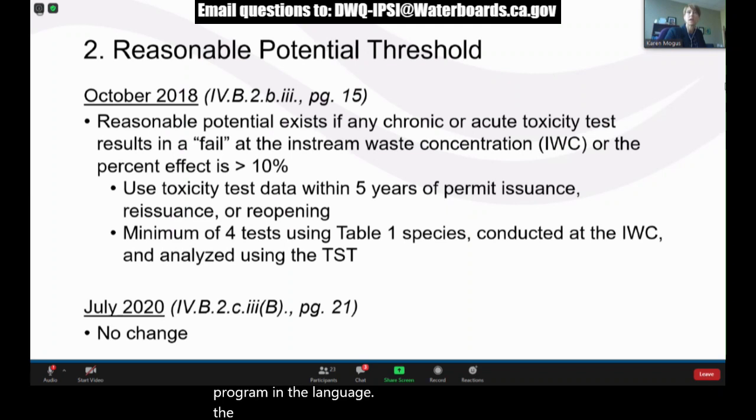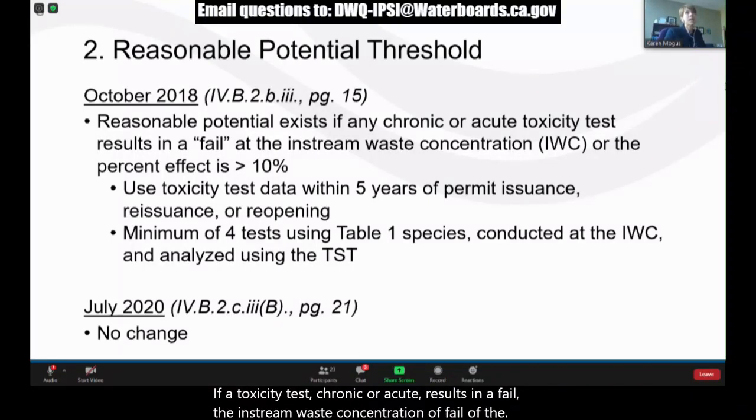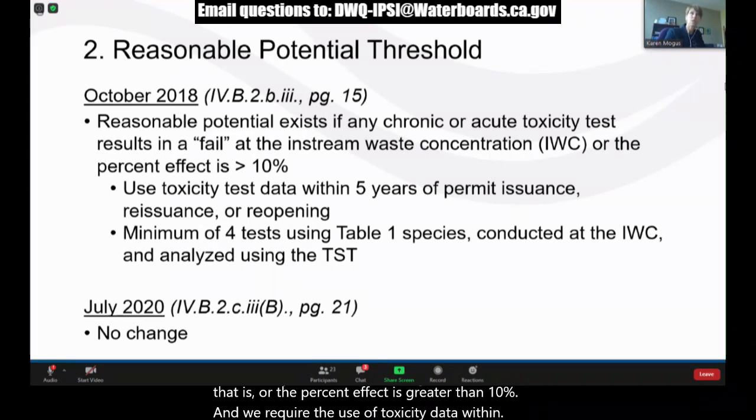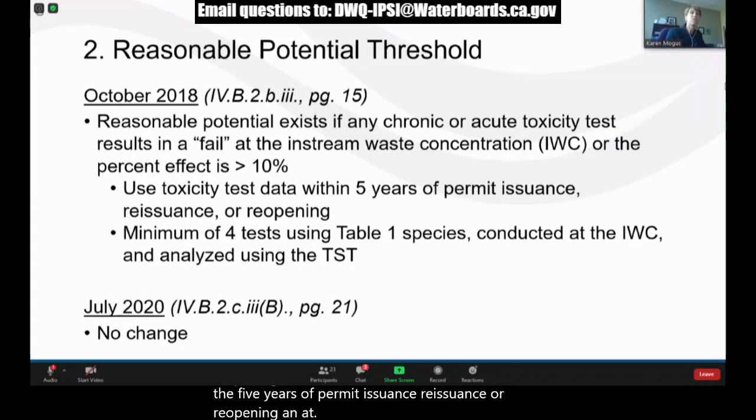The next issue is the threshold at which we identify a discharger has reasonable potential. You'll recall in the October 2018 version that reasonable potential exists if a toxicity test, chronic or acute, results in a fail at the in-stream waste concentration, a fail of the TST, that is, or the percent effect is greater than 10%. And we require the use of toxicity data within the 5 years of permit issuance, reissuance, or reopening, and at least a minimum of 4 tests using Table 1 species conducted at the in-stream waste concentration and analyzed using the TST be analyzed to determine whether the discharge has reasonable potential. And our proposal, based on the comments that we received and the input that we got from board members, was that we were not going to change these thresholds for reasonable potential. And so there is no change to this portion of the provisions.